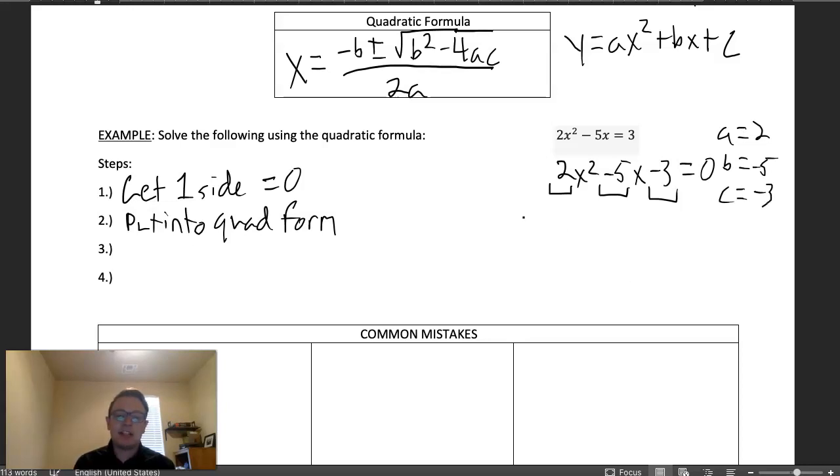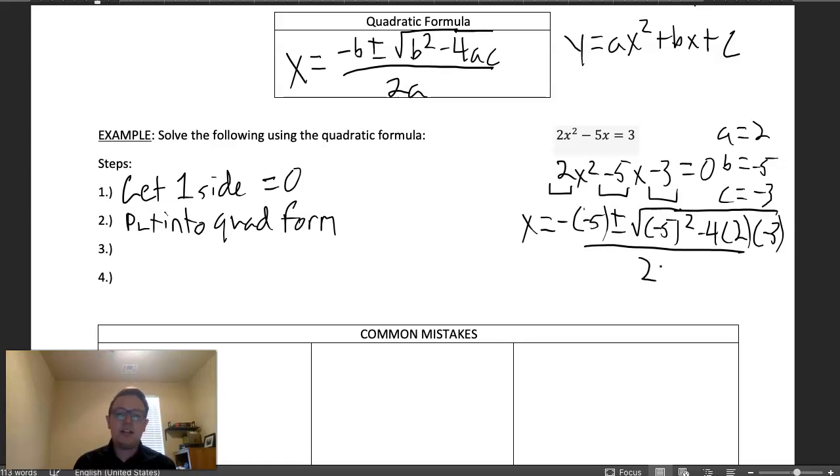Meaning that when we put this in, this is going to be x is equal to negative b, and b is negative 5, so negative negative 5, plus or minus the square root of b squared minus 4a, which is 2, c, all over 2a. So a lot there, but here is what we have. X is equal to negative b, negative negative 5, plus or minus the square root of negative 5 squared minus 4 times a times c all over 2a.